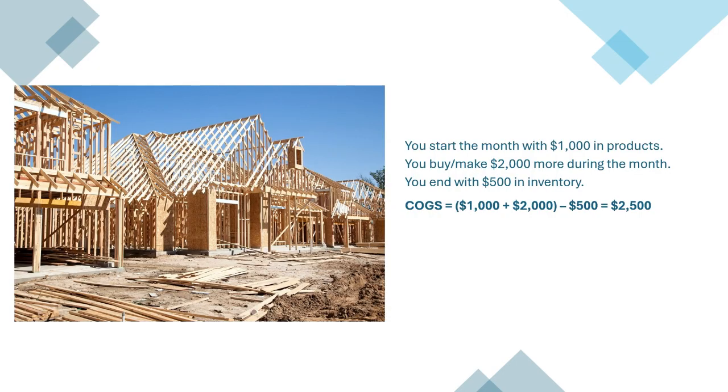So your cost of goods sold is going to be our beginning inventory of $1,000 plus what we purchased during the period, which is $2,000 more, minus our ending inventory, the things that were left unsold, the $500. That gives us a cost of goods sold of $2,500. That means that you spent $2,500 on the products you actually sold. This will help you to know the cost of products you actually sold during that time.